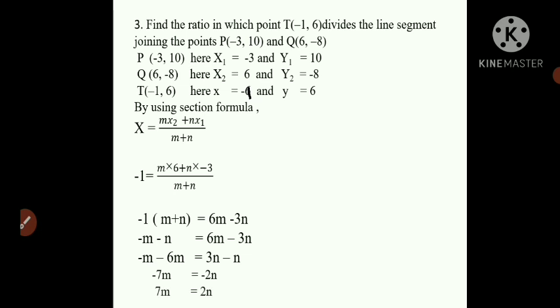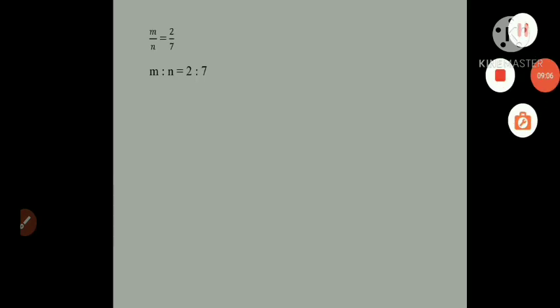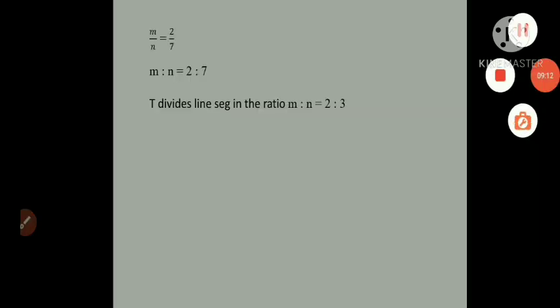So m upon n will be equal to 2 upon 7, that is the ratio is 2 is to 7. So T divides the line segment in the ratio m is to n, that is 2 is to 7.